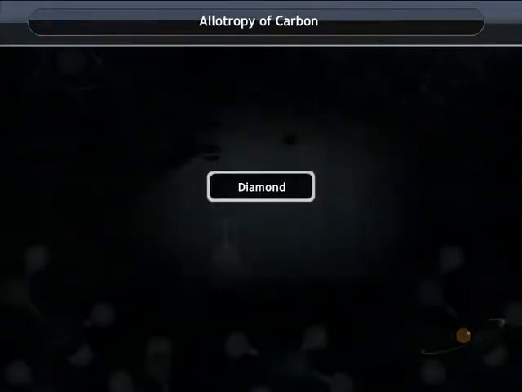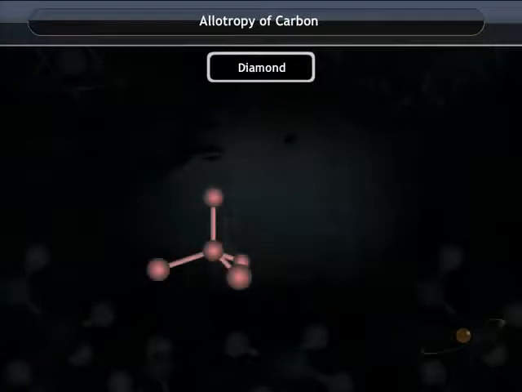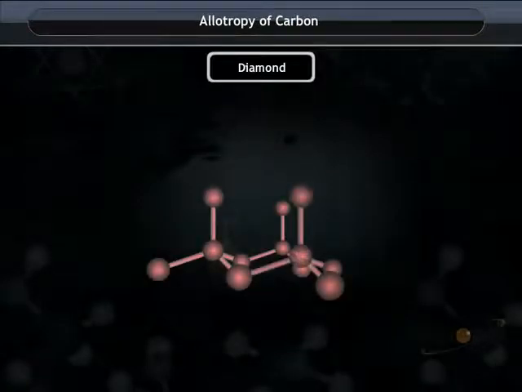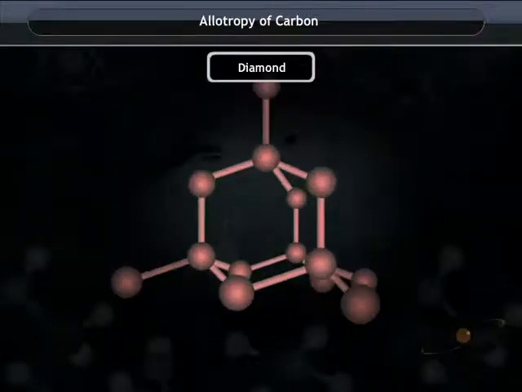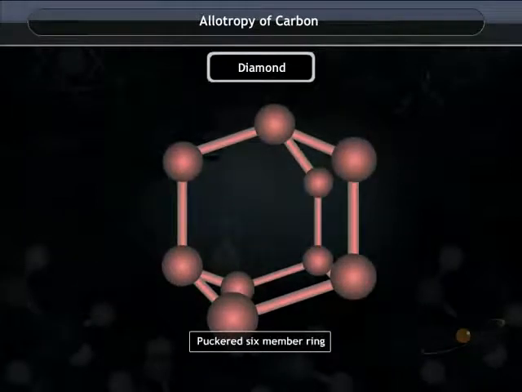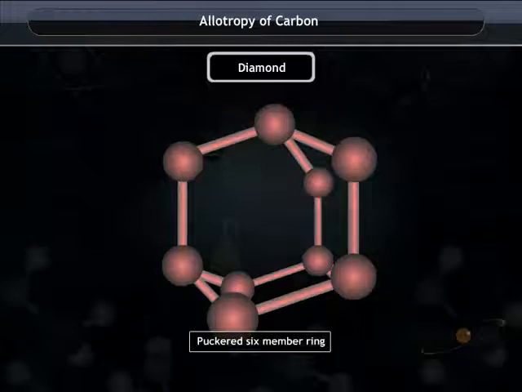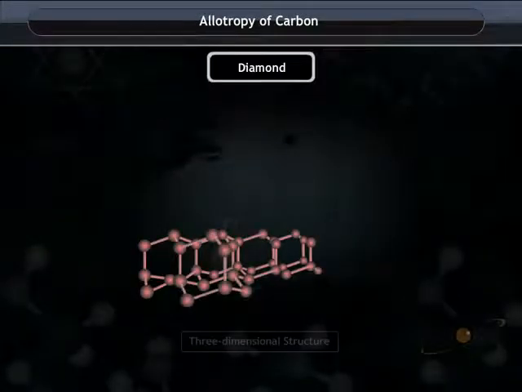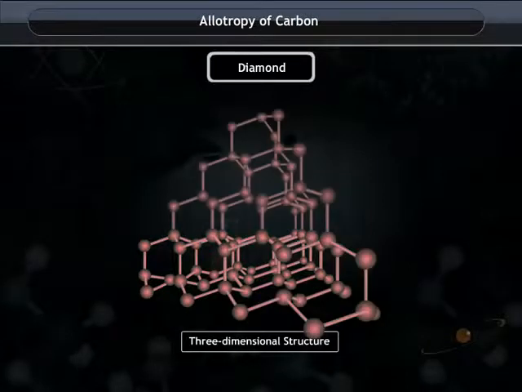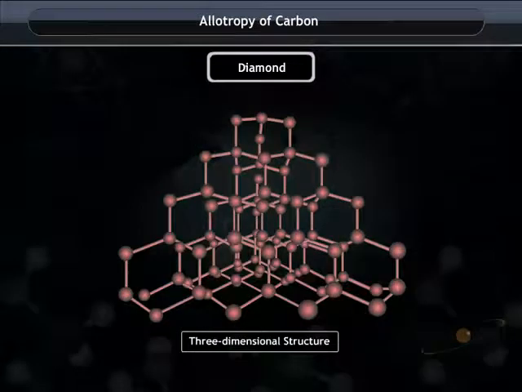Diamond. In a diamond, each carbon atom is joined to 4 other carbon atoms in a tetrahedral manner. 3 tetrahedrals join to form a puckered 6-member ring and are capped by 4 tetrahedrals to form a large structure. Repetition of this structure to form a 3-dimensional structure is shown here. So, it is a covalent network solid, which are the hardest substances.